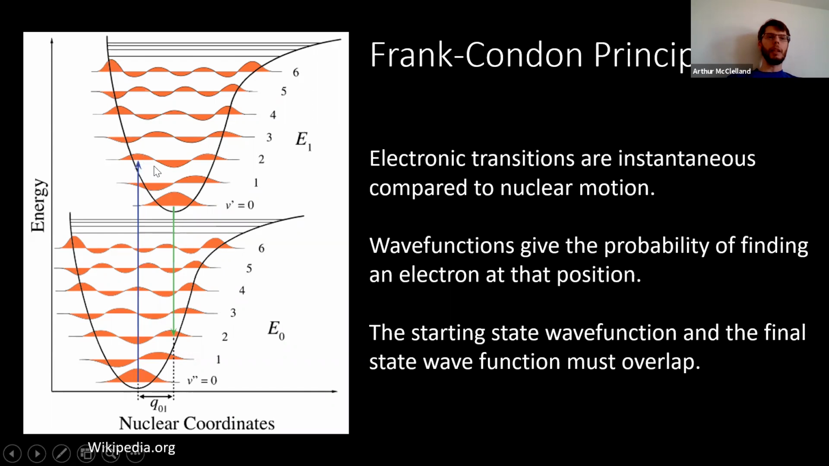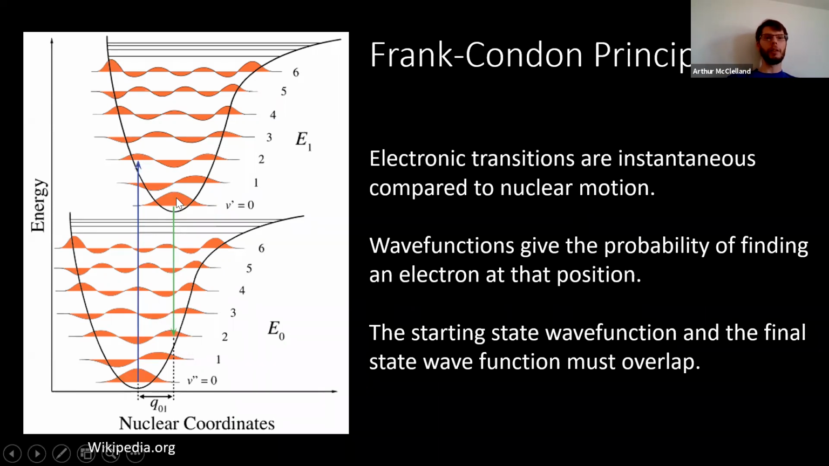And then it will relax down, getting rid of some energy due to phonons, due to molecular vibrations. And then again, you have a vertical transition, and you're much more likely to go from V prime equals 0 to V double prime equals 2. Again, because you have this good overlap between the wave functions.